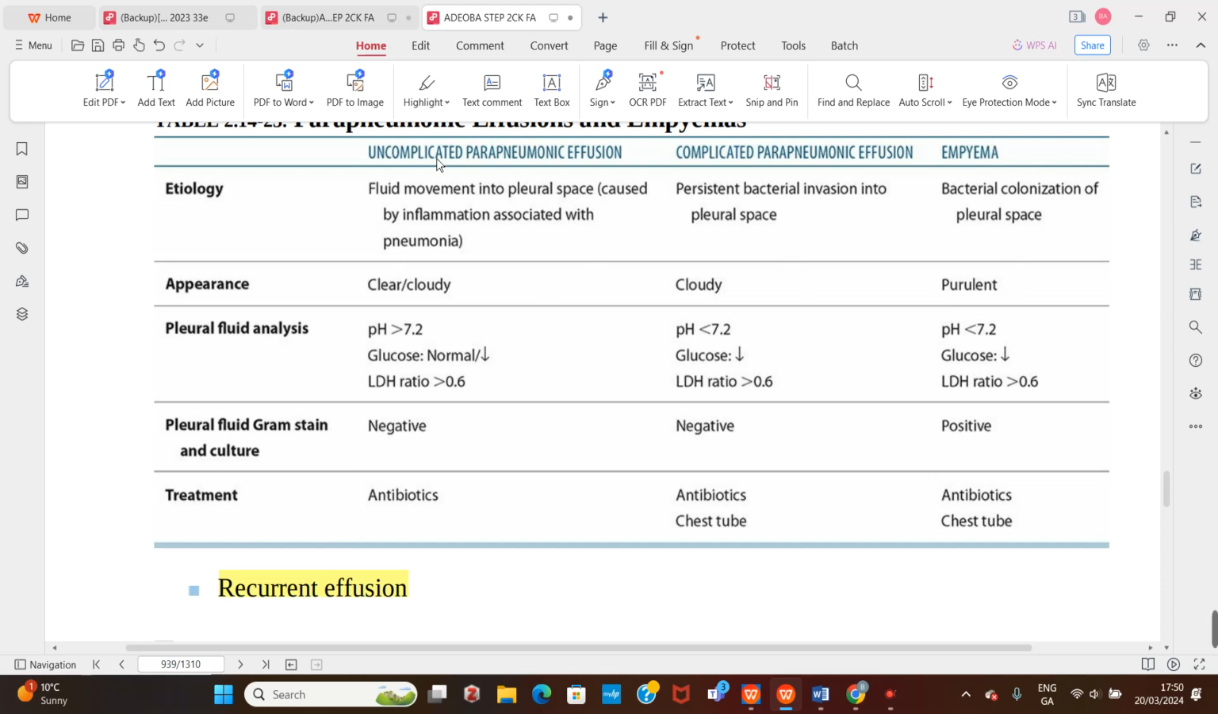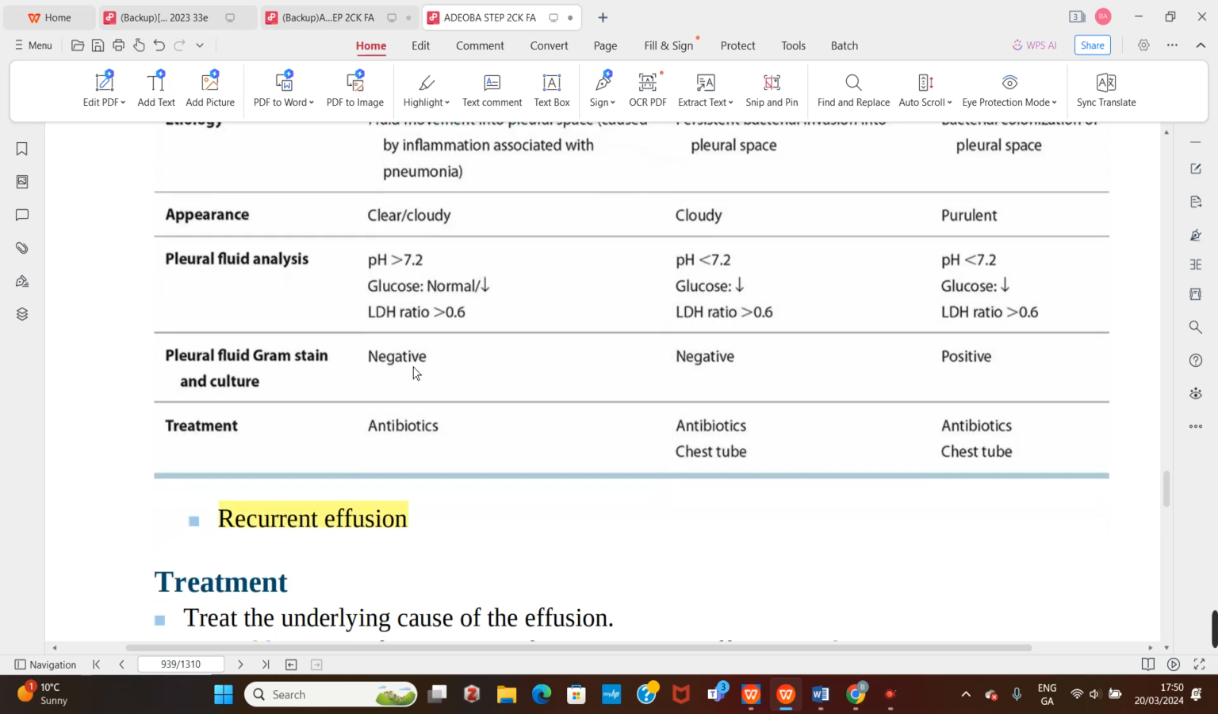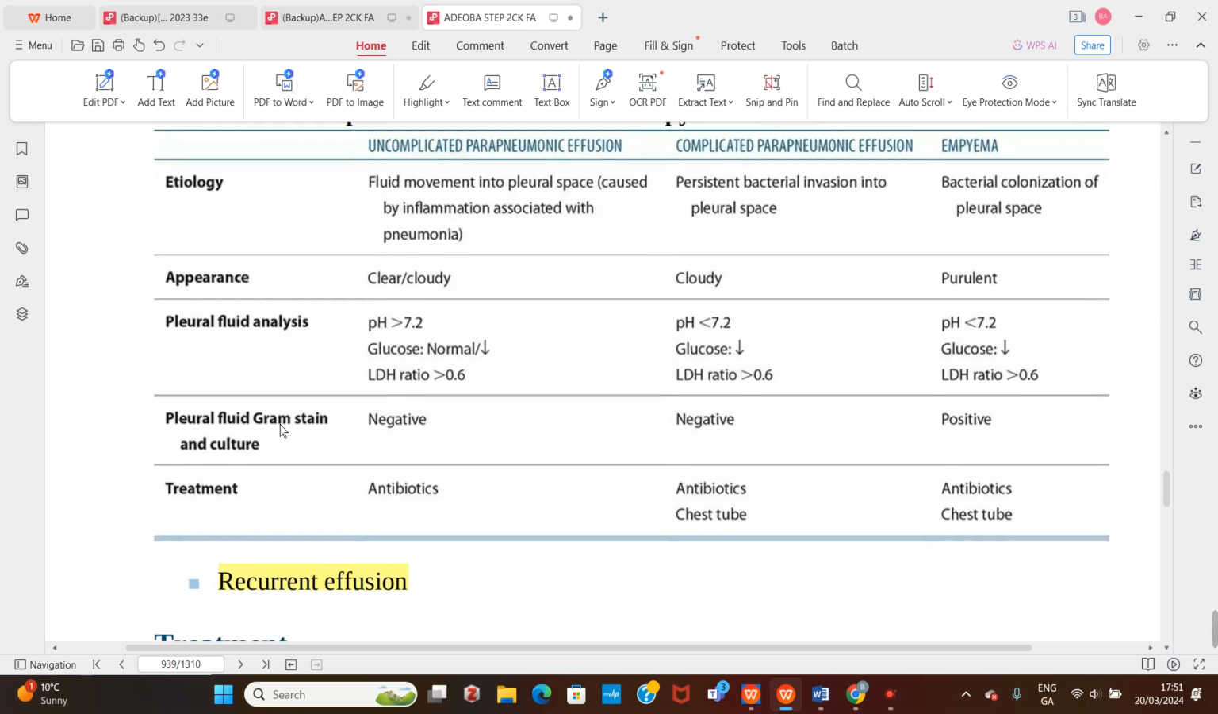For uncomplicated parapneumonic, it is going to be more than 7.2 but less than 7.4. And the glucose can be normal or decreased depending on the extent of the inflammation in the uncomplicated. So the pH is the major thing. Just look at the pH quickly, separate it, and you move on to the pleural fluid gram stain and culture.